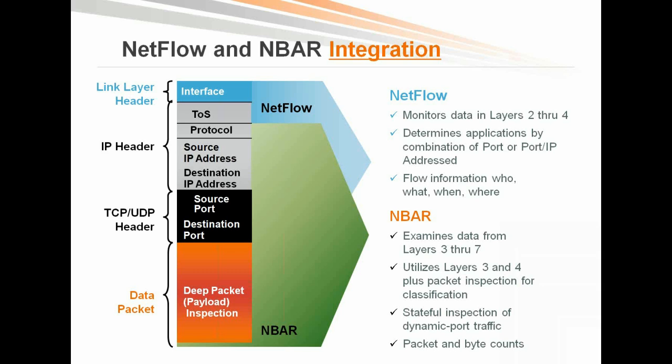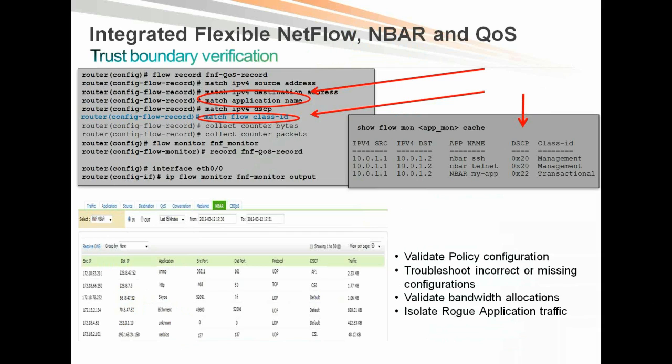So why not incorporate both of them, use the DPI to really look at the application itself, and then tie that to all the details from 2 through 4. And so we did that when we integrated NetFlow and NBAR. Now the way to configure it is just simply add match application name to your flow record, and then match class ID is another option that we have, so that your policy that's associated with the physical interface can be characterized inside of the flow data as well.